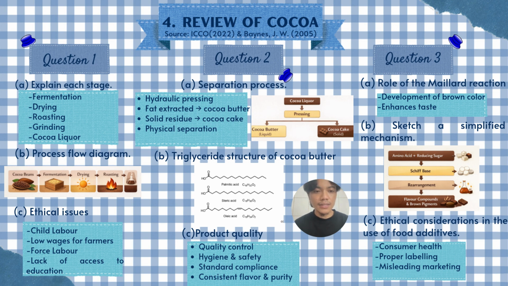Despite its importance, the cocoa industry faces serious ethical issues, especially in major producing countries like Ivory Coast and Ghana. One major issue is child labor, where children are involved in hazardous work such as carrying heavy loads or using sharp tools. Another issue is low wages for farmers. Many cocoa farmers earn below the poverty line, making it difficult to sustain a decent living. They are also concerned about forced labor and lack of access to education.